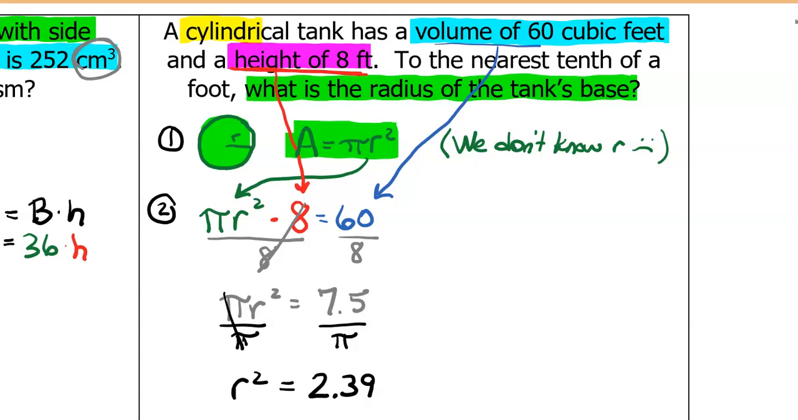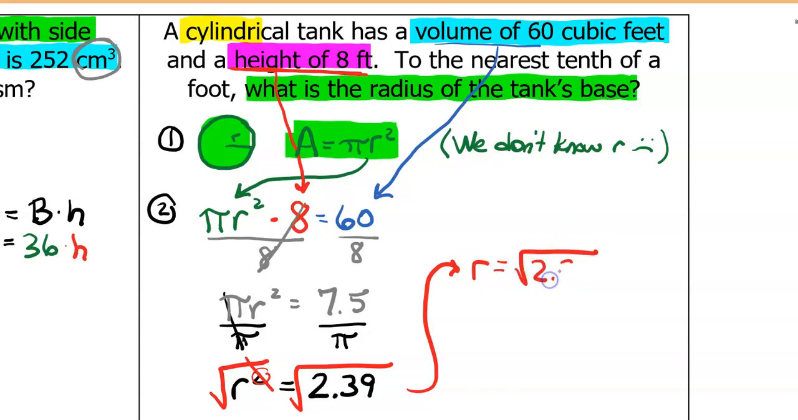But we're not totally done yet, right? Because we still have this squared, but as we've always done, that's what square roots are for. So I end up with a radius that's the square root of 2.39. Let me find the square root button on the calculator I'm using. And so that gives me about 1.55.